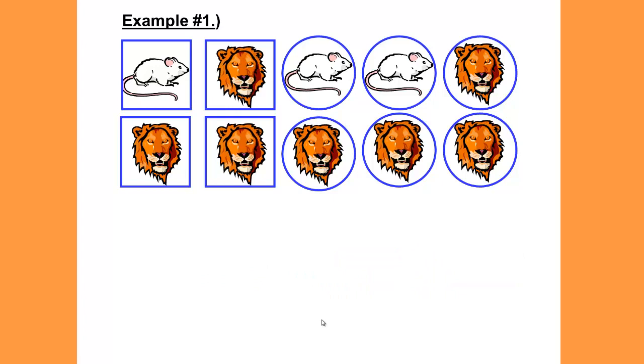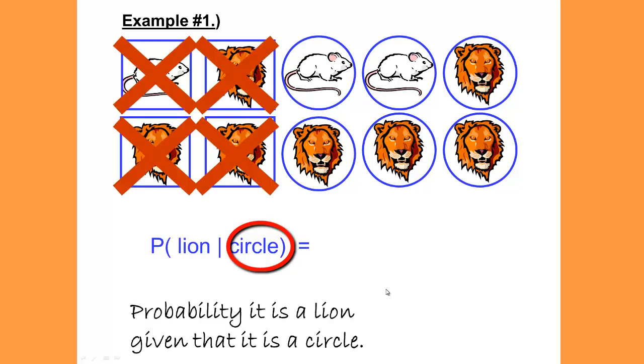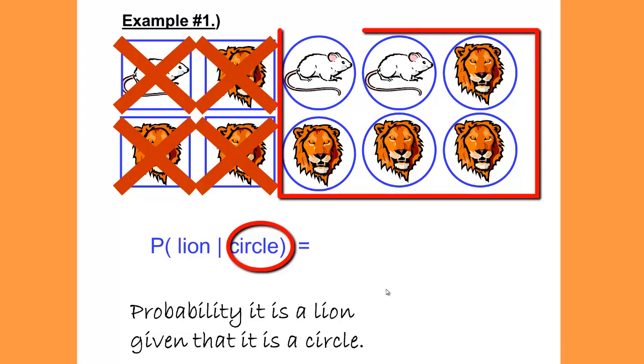The next problem is to find the probability of a lion given that it's a circle. Notice we have picked a circle because event B, picking a circle, has already occurred. We know we have a circle. So we can mark out and ignore all of the squares and only look at the 6 circles.